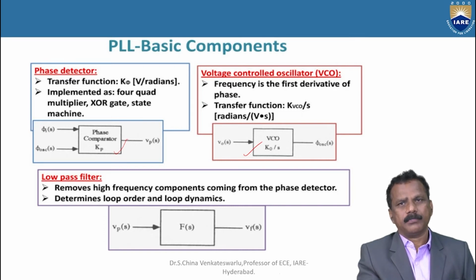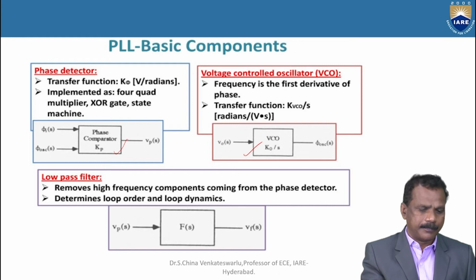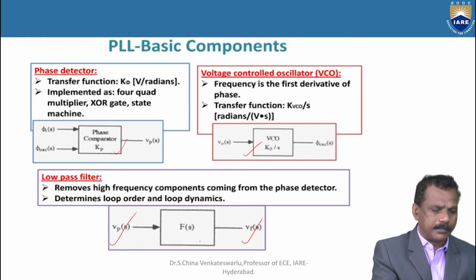In terms of the low pass filter, it removes the high frequency components coming from the phase detector and determines the loop order and the loop dynamics. Vd of s is given to F of s, and the output is V of s, like this, with the help of F of s.